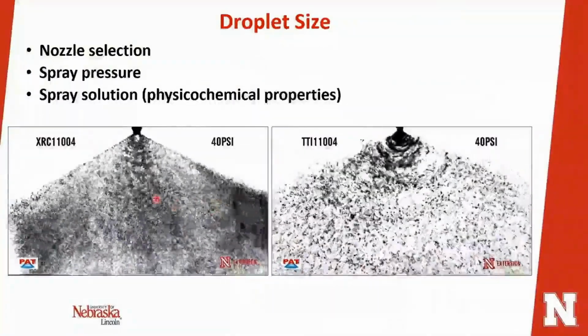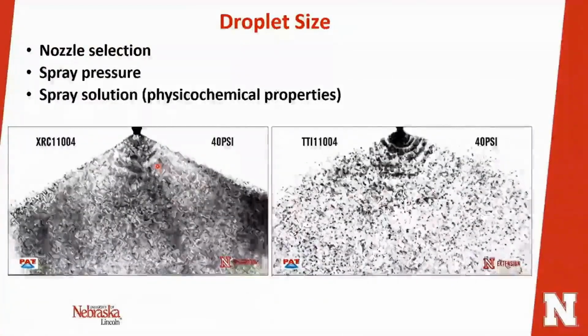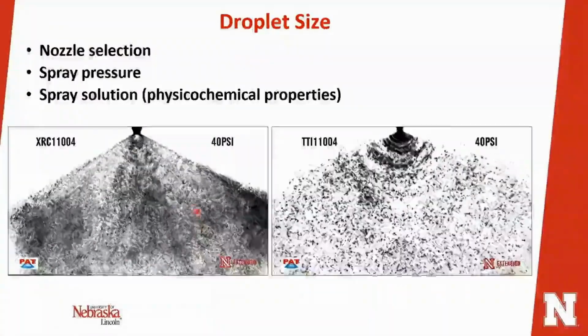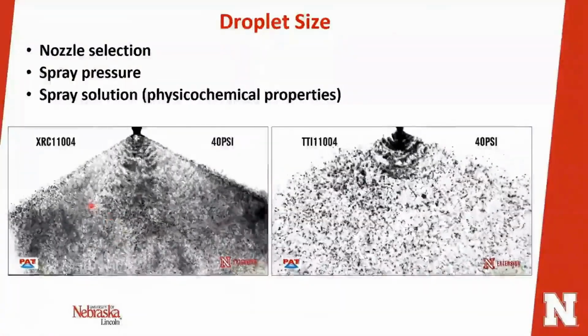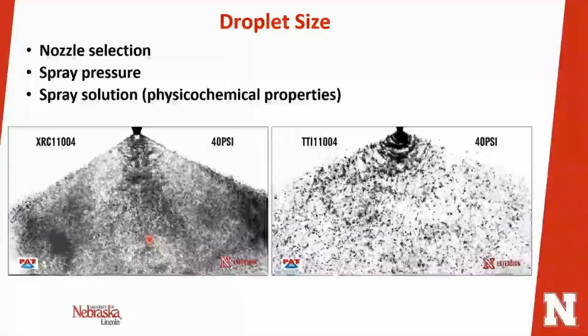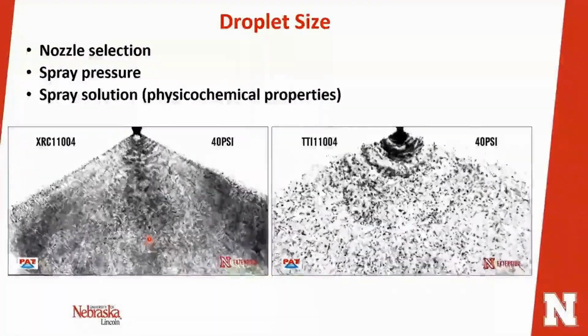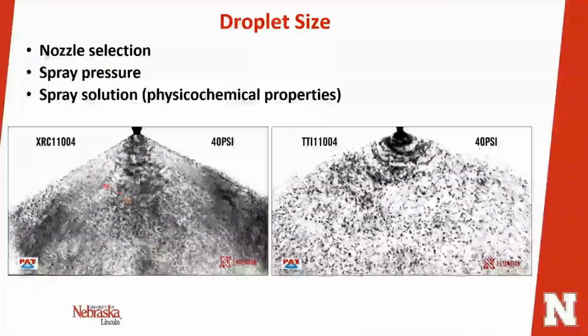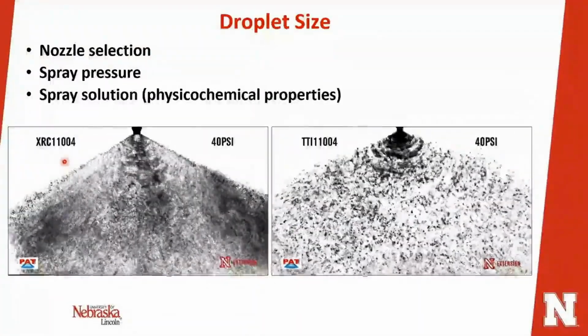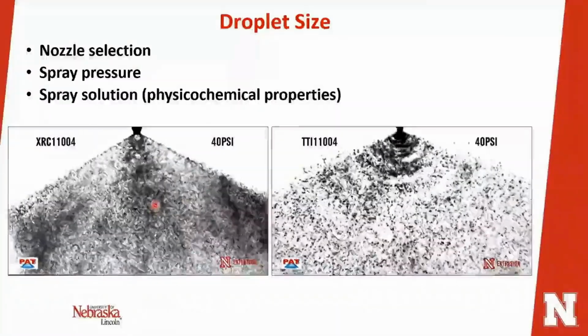If you pay attention here, in this video on the left with the XR nozzle, you will see these black clouds hanging around in the background of this spray, right? These are actually the fine droplets during the application, the droplets that are prone to drift. So this nozzle here produces around 20 to 25% of fine droplets with this solution that we are spraying.